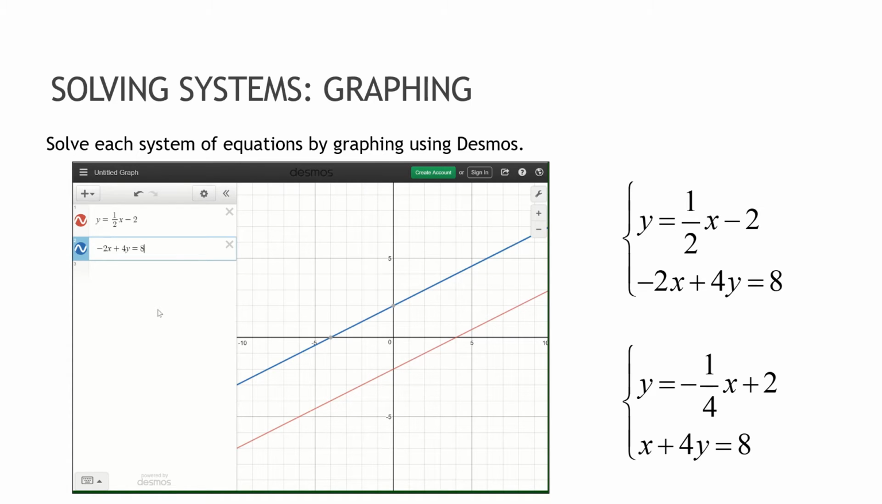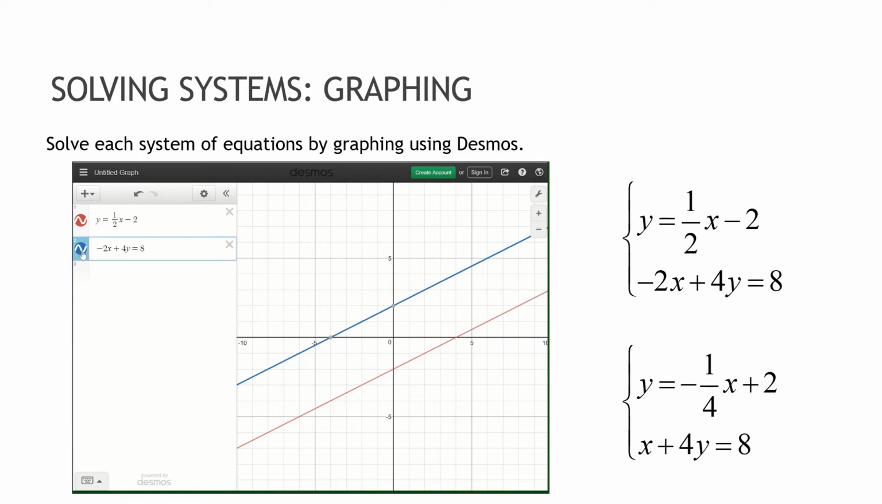So here I have graphed my first system of equations, y equals 1/2 x minus 2, and -2x plus 4y equals 8. And I can see by graphing those that they are in fact parallel lines. I would be able to tell that if they were both in slope-intercept form, I could compare those two slopes, but because they weren't, I graph this and see they don't cross, so the solution to my first system would be that there is no solution.